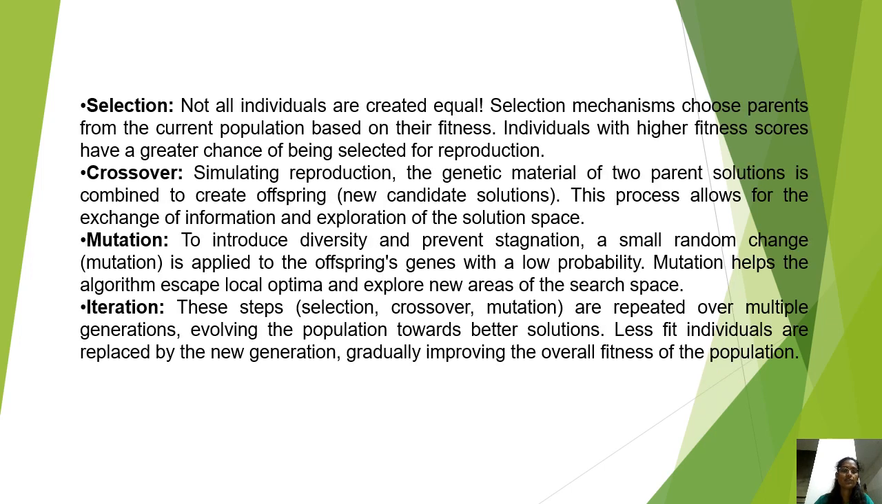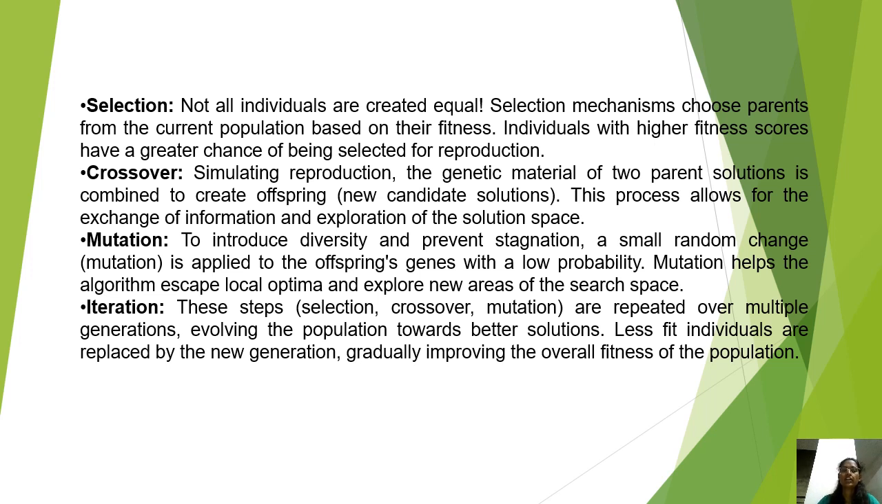Then the other principles of genetic algorithms are selection, crossover, mutation, and iteration. Before, we studied the principles population and fitness. Now selection, crossover, mutation, and iteration. Selection means not all individuals are created equal. The selection mechanism chooses the parents from the current population based on their fitness, and individuals with higher fitness scores have a greater chance of being selected for reproduction.